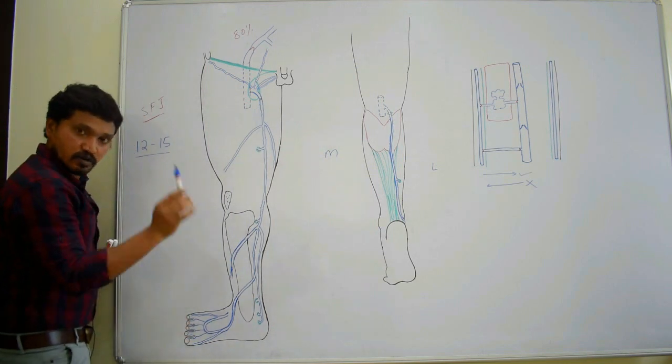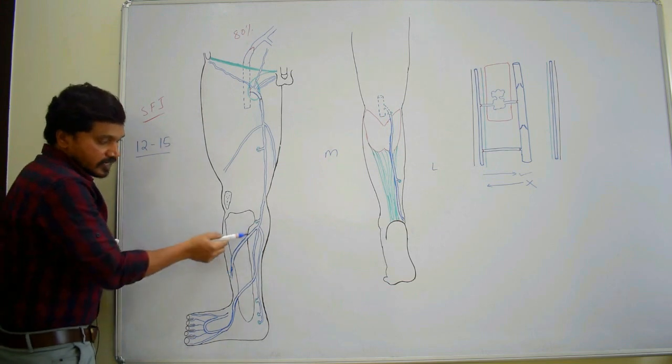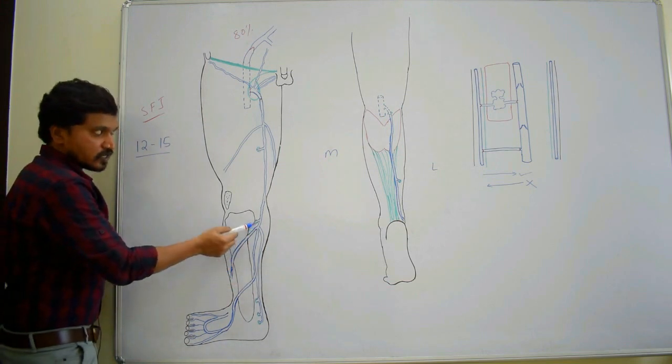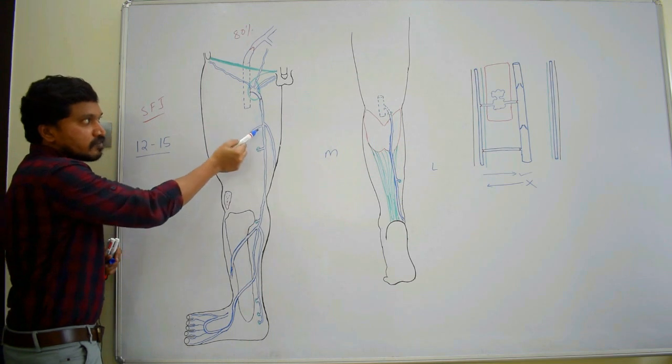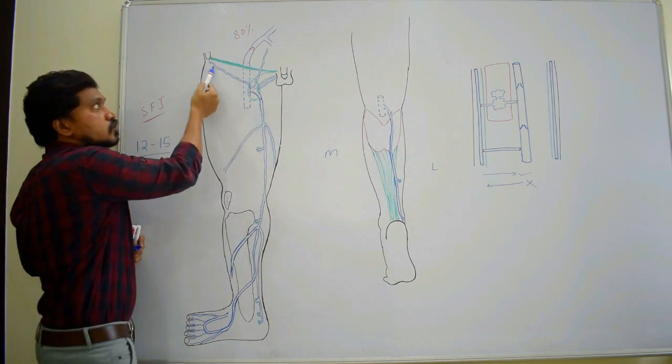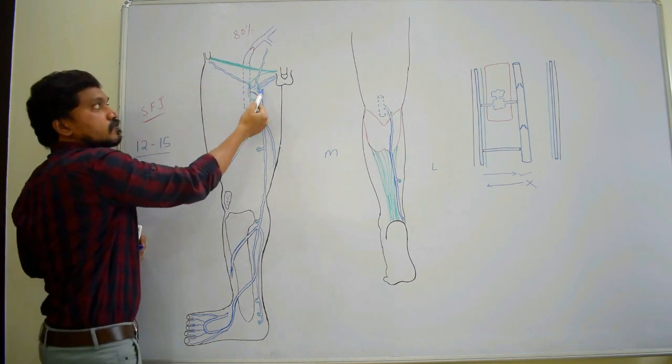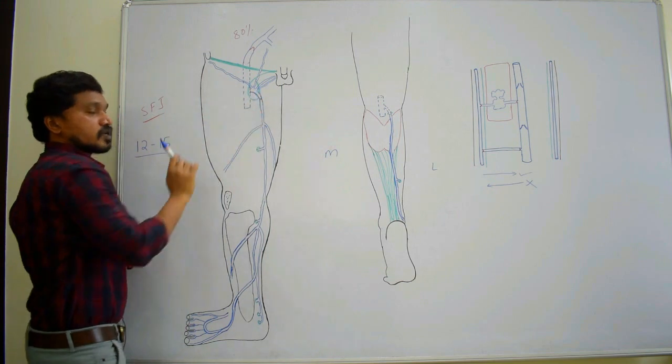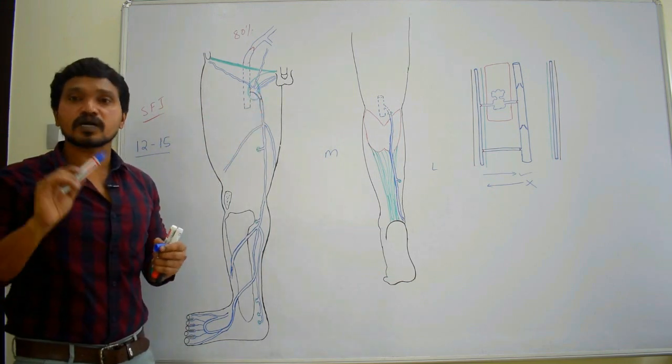Then if you come to the tributaries, this is the first tributary. Medial marginal vein is the first tributary. Then anterior leg vein, posterior arch vein, anterolateral vein, posteromedial vein, superficial epigastric vein, superficial circumflex iliac vein, superficial external pudendal, deep external pudendal. These are the tributaries.